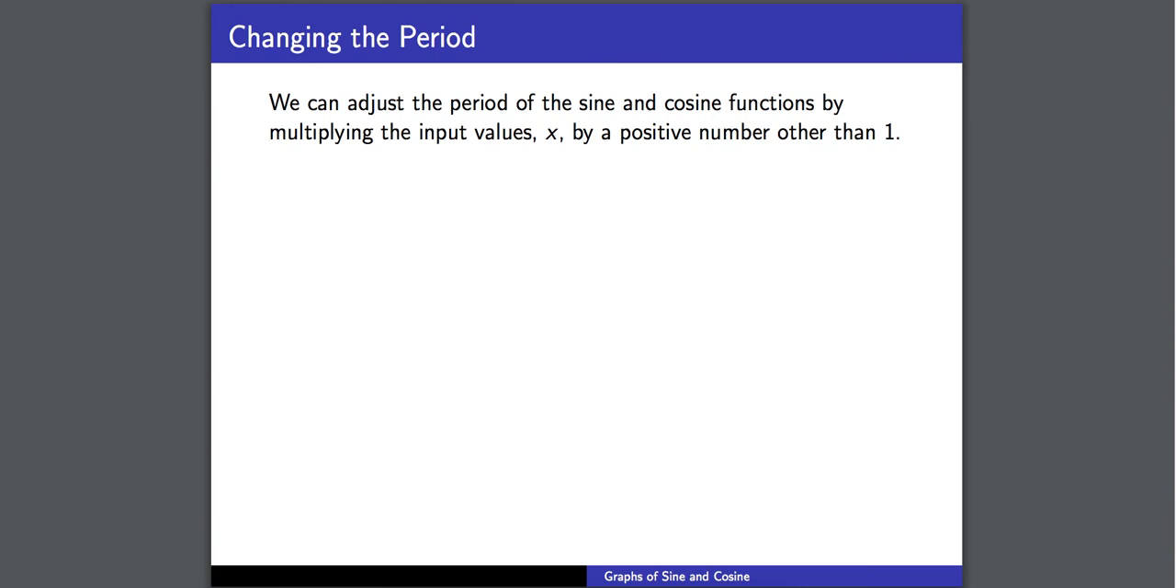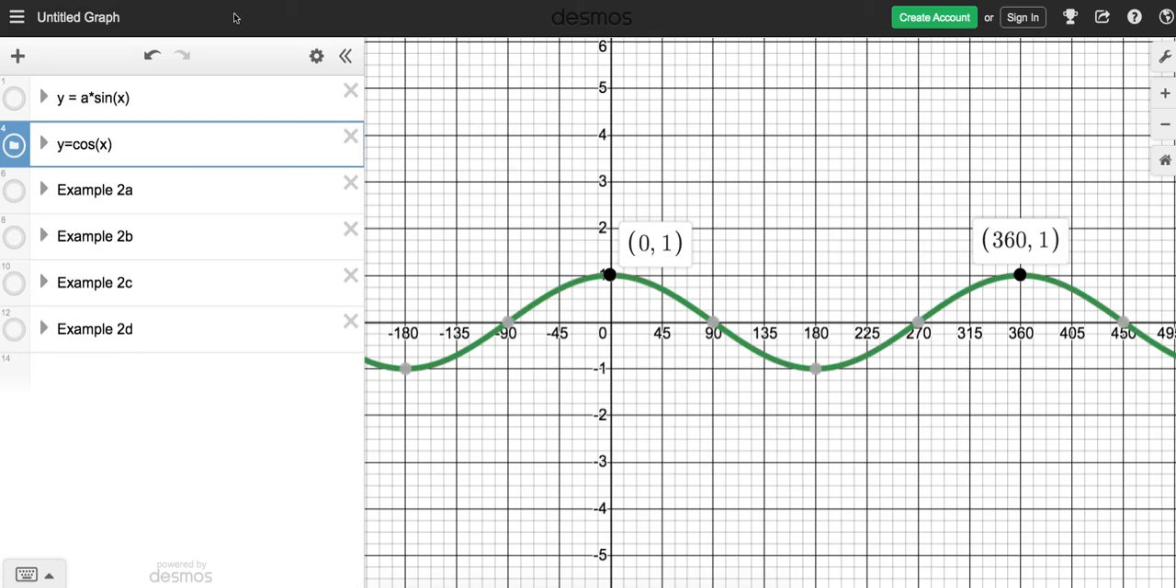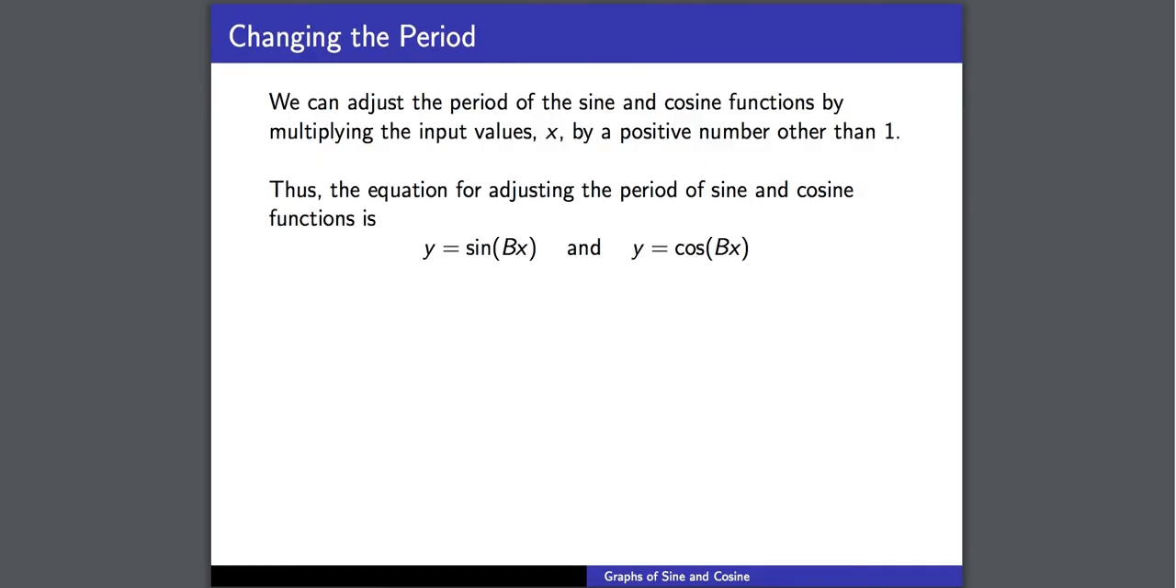So we can adjust the period for sine and cosine functions by multiplying our input values by a positive number other than 1. So in other words, if we multiply our inputs by a positive number other than 1, that's going to cause either a horizontal stretch or a horizontal compression towards the y-axis for our function, and we'll see that. So the equation for adjusting the period for sine and cosine is sine of bx and cosine of bx, and we're going to take a look at some examples here in a little bit.